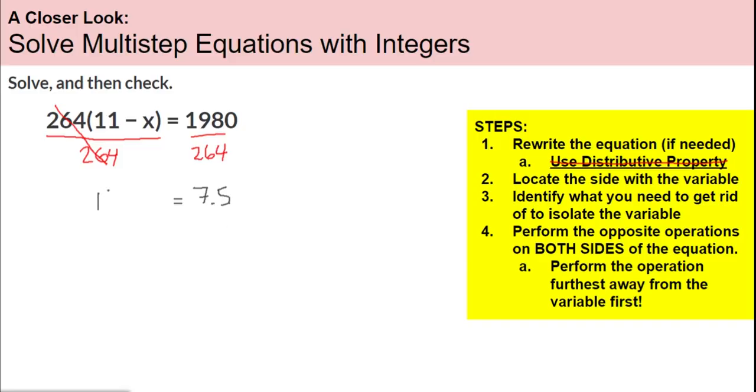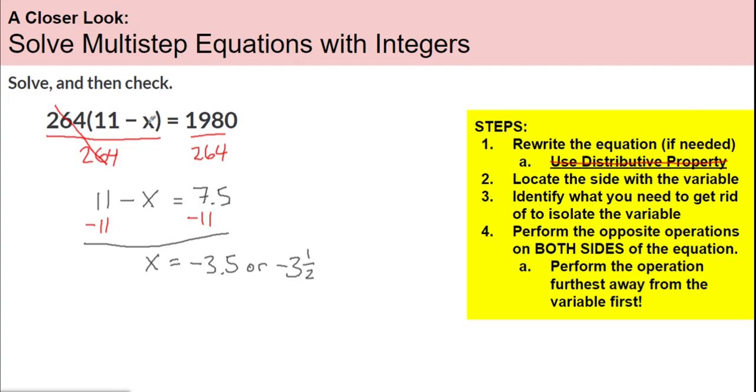And then I have 11 minus x. What are you going to do next? All right, we want to get rid of the 11, so we're going to subtract 11 from both sides. So I'm going to have x equals, and we've got the 7.5 minus 11, and we're going to get a negative 3.5, or if we wrote it as a mixed number, negative 3 1/2. Okay, so are we good? Does x equal negative 3 1/2?